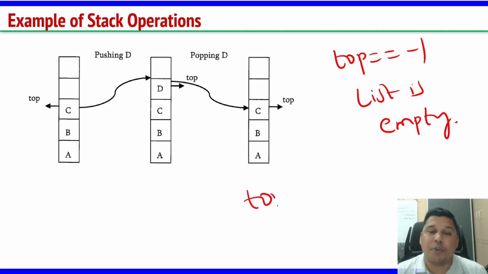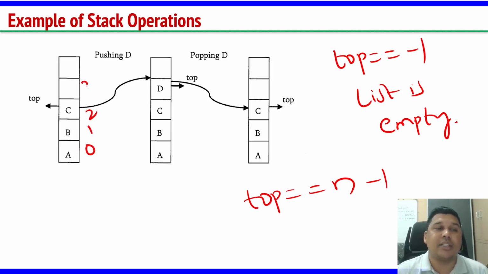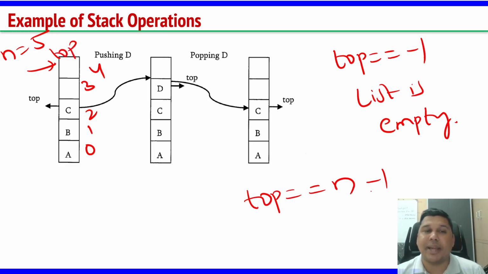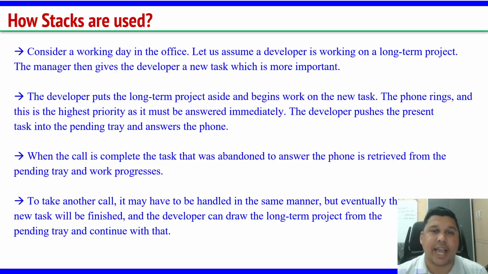And whenever the top value is equal to n-1, right? Generally indexing starts from 0 like this. So if the n value is 5, where is the top here? If top is equal to n-1, we say the stack is full. Okay. We will see the other concepts in stacks. How are these used? Again, this is just a simple example to explain what kind of scenarios stacks can be applied to.